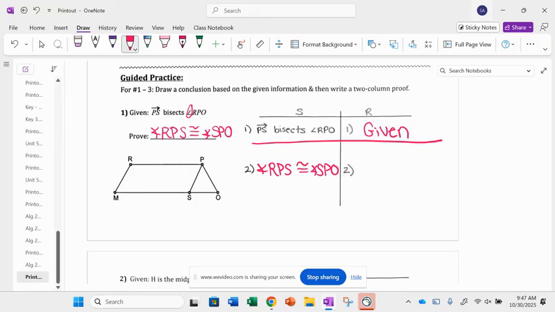Not transitive, because with transitive you would need more congruent things. So what told us that these angles were congruent? What led us to believe that? Wasn't it the word bisect? So when we saw the word bisect, we bisected the angle. So this is going to be def of bisect, def of bisect.